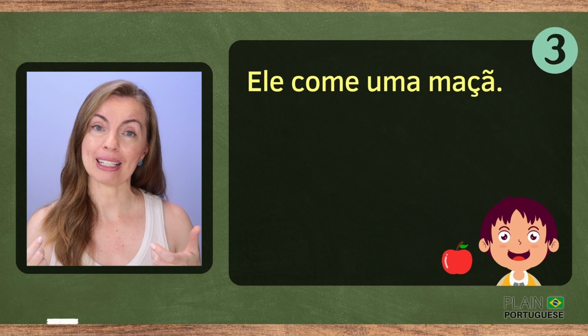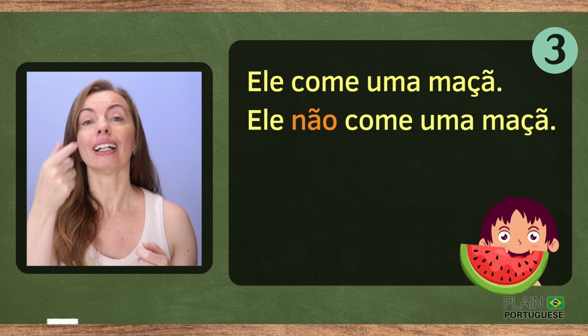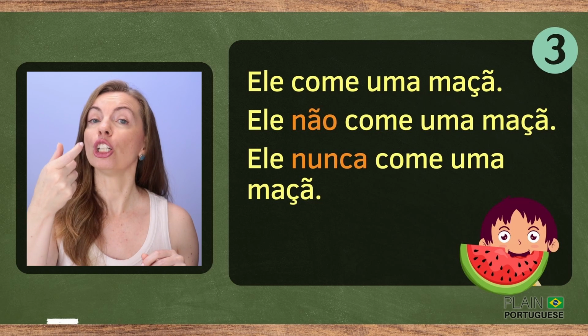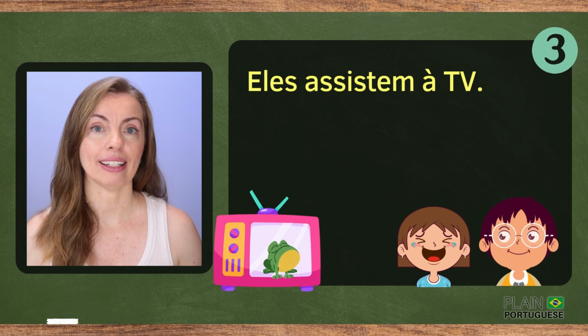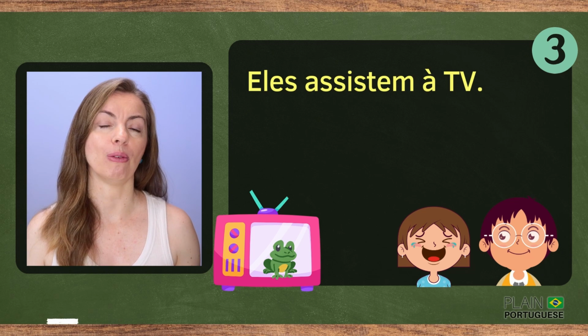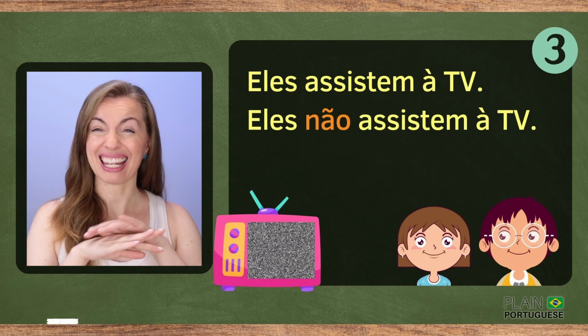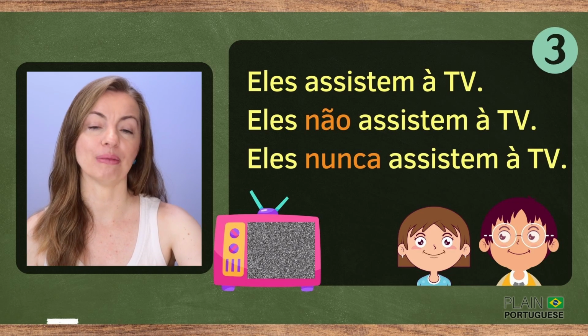Ele come uma maçã. Let's make it negative by using não. Ele não come uma maçã. Never. Ele nunca come uma maçã. Eles assistem à TV. Make it negative using não. Eles não assistem à TV. Never. Eles nunca assistem à TV. Very good.